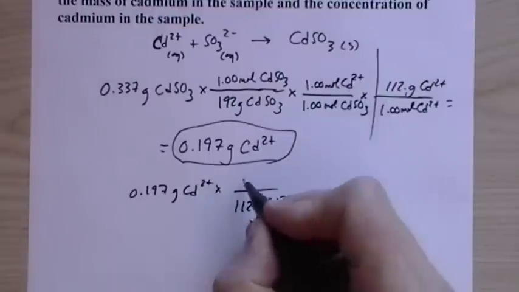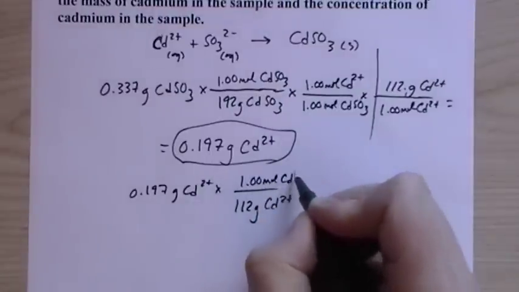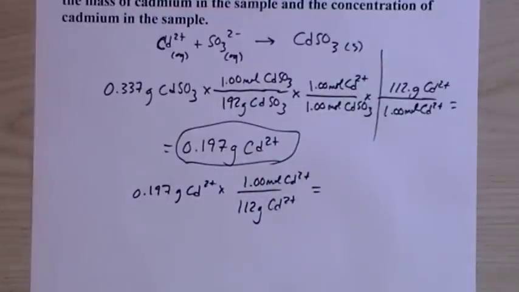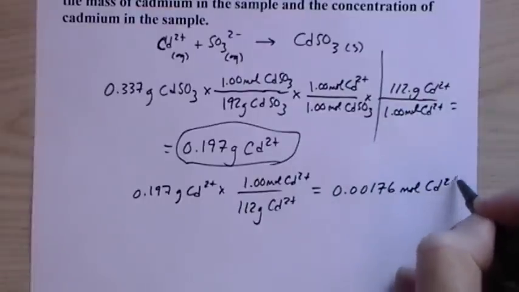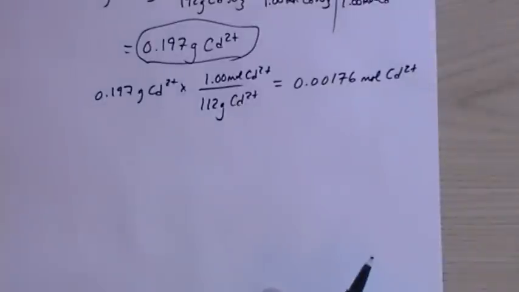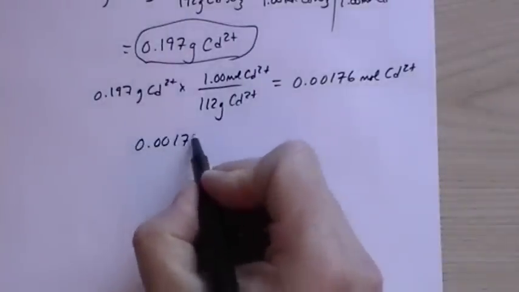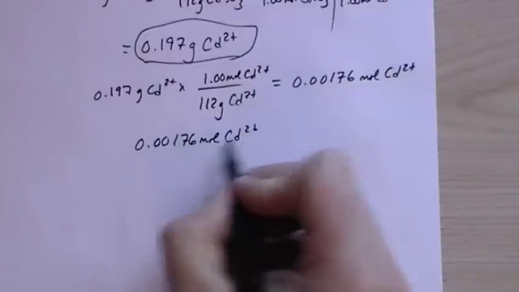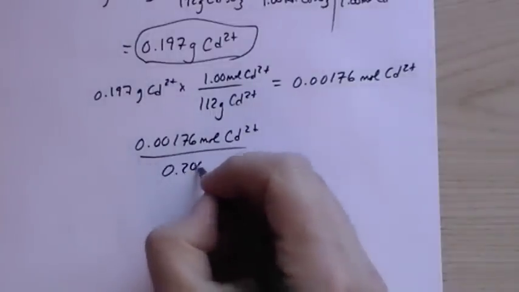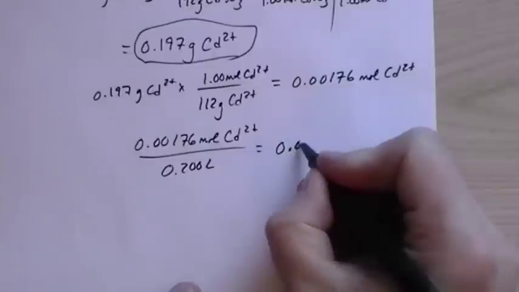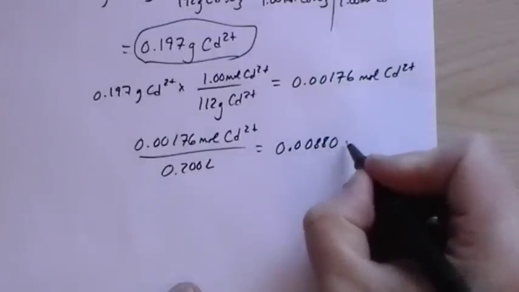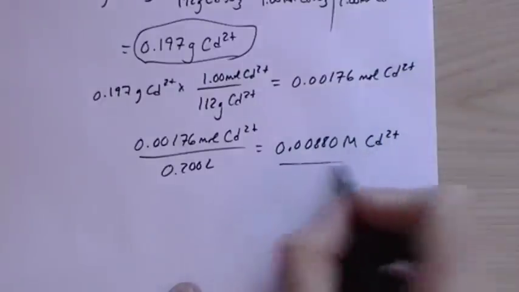And what are we doing here? Okay, so this is 1 mole. So 0.197 divided by 112, 0.00176 moles of cadmium. And we want the molarity, so we take the moles and we divide by our volume in liters. And our volume was 200 mils, so that's going to be 0.200 liters. Make sure you always get into the liters if you're going to find molarity. You'd be off by a factor of 1,000, and this is our molarity.